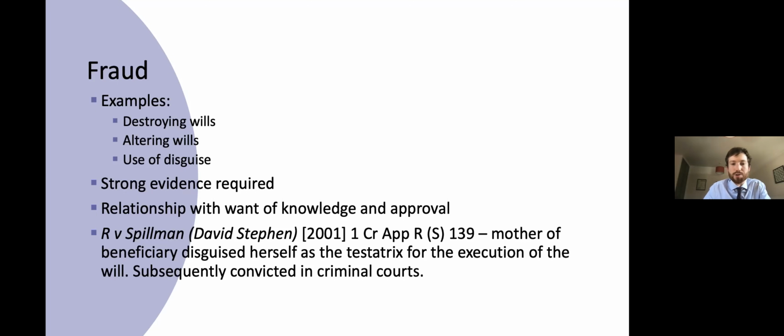Now then, I mentioned earlier want of knowledge and approval. Because fraud's very difficult to prove and the burden is on the person alleging it, it may be simpler simply to bring a claim for want of knowledge and approval. Now, if there's been fraud, it's unlikely that the testator knew and approved of the contents of the will because they've been deceived by the fraud. So if you plead want of knowledge and approval, then the burden is on the propounder of the will to prove that the testator did know and approve of the contents. And then in that instance, you're relieved of possibly showing the fraud, because if there has been fraud, the proponent of the will won't be able to show that the testator knew and approved of its contents.